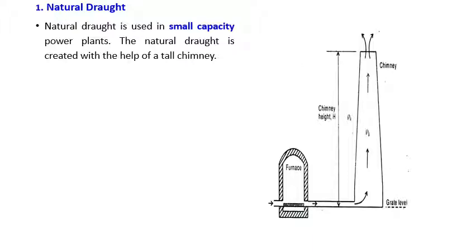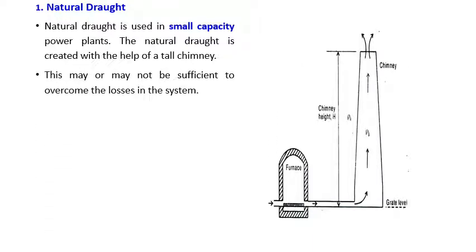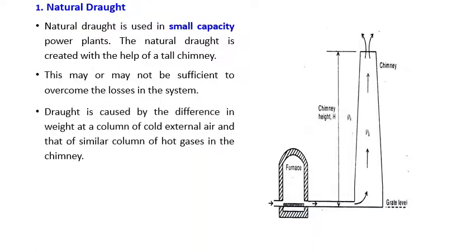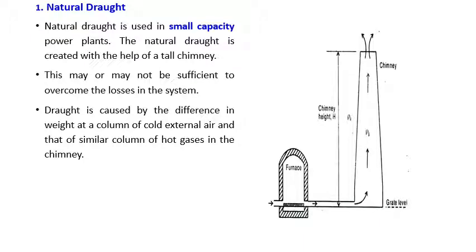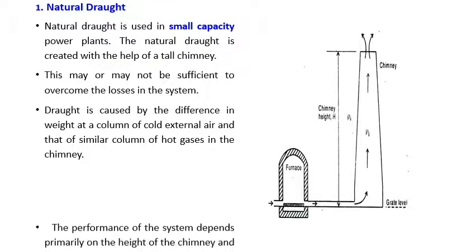Surely in a megawatt plant I cannot think about natural draught. This may or may not be sufficient to overcome the losses in the system. So draught is caused by the difference in the weight of the column, right? It is due to the buoyancy force, or the difference in density, right? And the hot gases have to come out naturally through that passage.